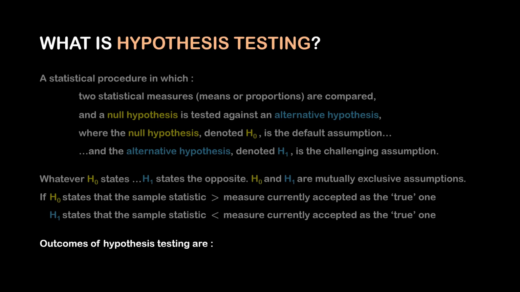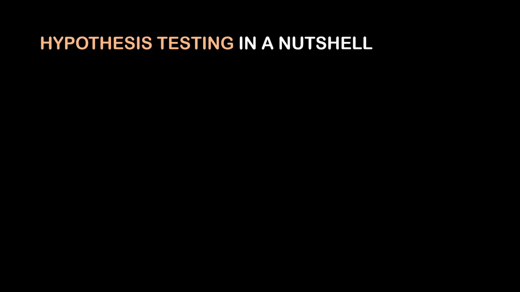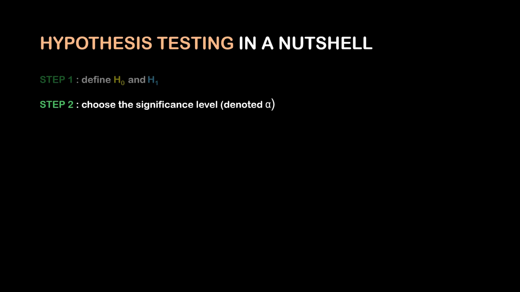And the possible outcomes of hypothesis testing are either we reject the null hypothesis because we have enough evidence to reject it, or we fail to reject the null. We don't reject the null hypothesis because we lack evidence to reject the null. So the whole hypothesis testing process can be split into 4 steps. Step 1, we define the null and the alternative hypothesis. Step 2, we choose the significance level or level of significance, usually denoted with the Greek letter alpha.